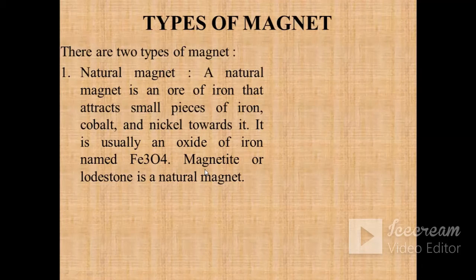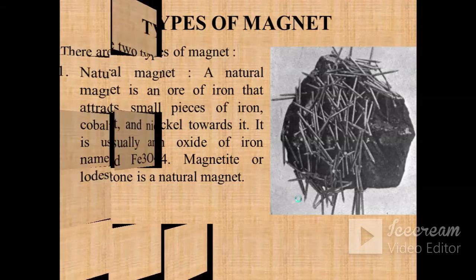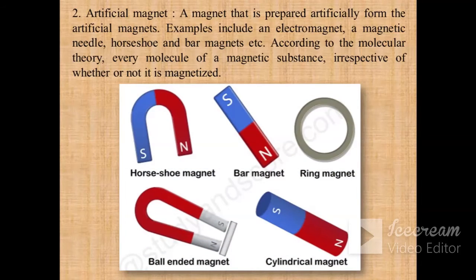Magnetite or lodestone is a natural magnet. You can see here it is like a stone, so it can attract magnetic materials towards it very easily. The second type of magnet is the artificial magnet, a magnet that is prepared artificially. For example, electromagnet, a magnetic needle, horseshoe and bar magnets, etc.